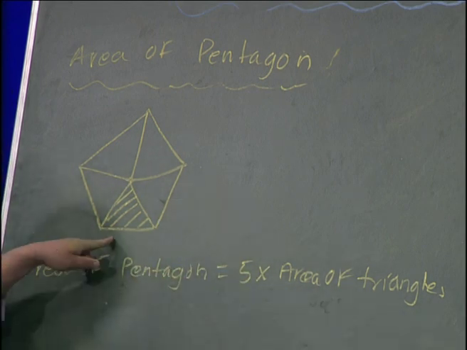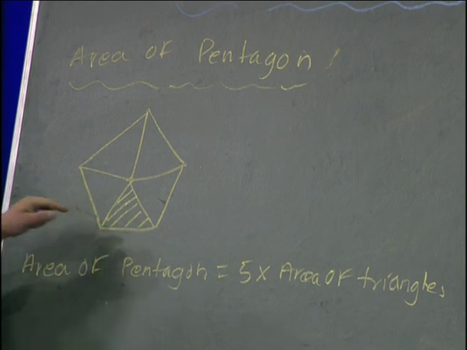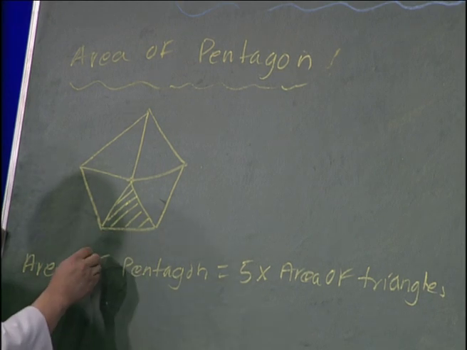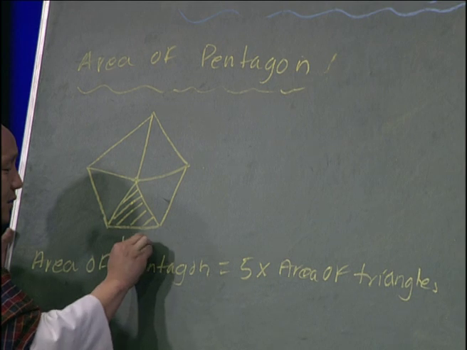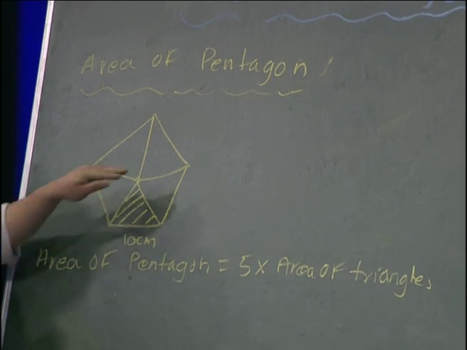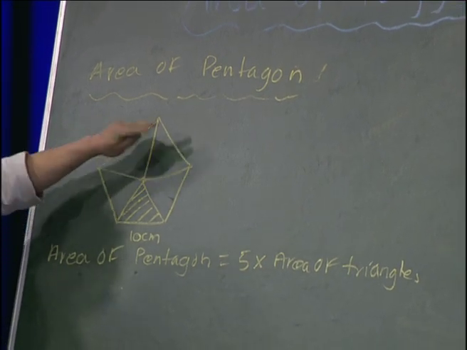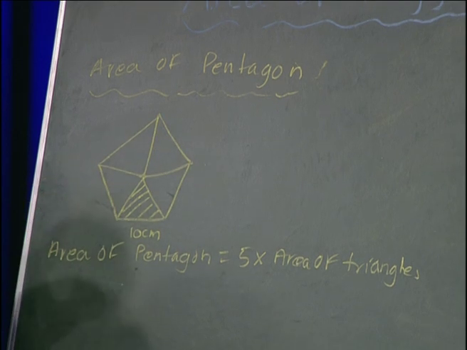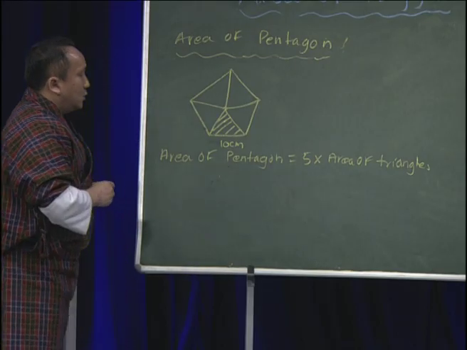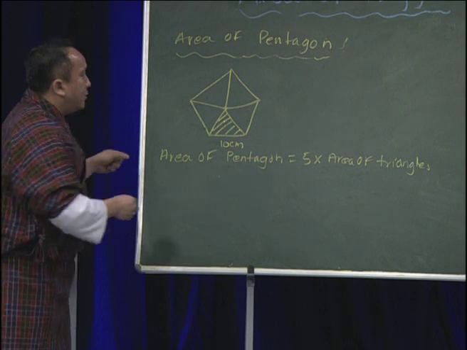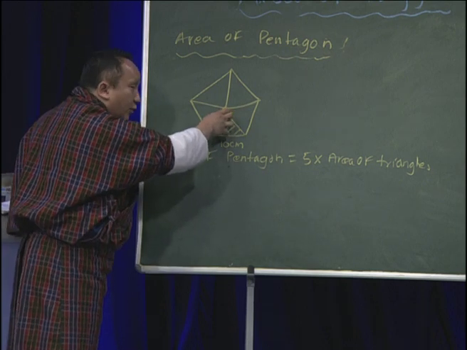So to find the area of a pentagon, first of all, let us determine the area of a triangle, and let us consider this example. Let's say the side of the pentagon here is, okay, let us take this as 10 centimeter. If this is a regular pentagon, all the sides will be 10 centimeter each. So what is the first step? We need to find out the area of one of the triangles.